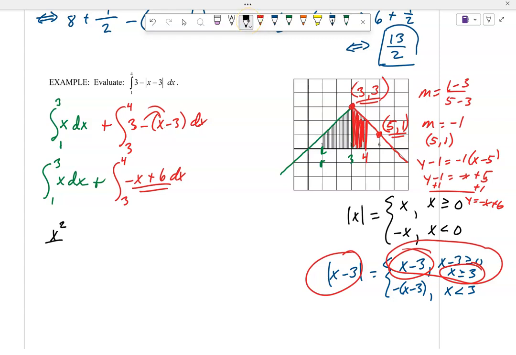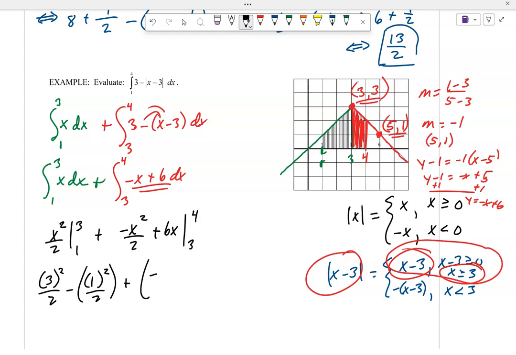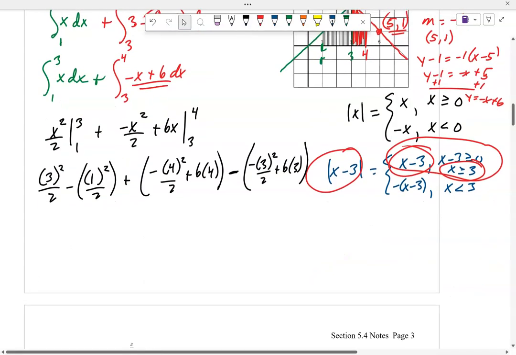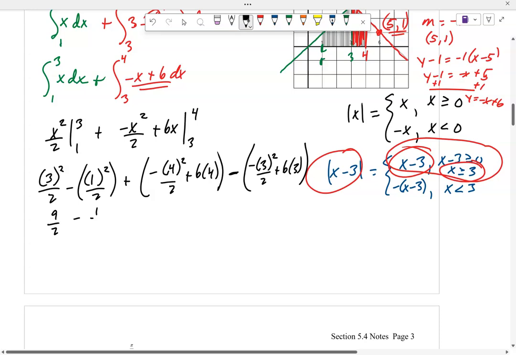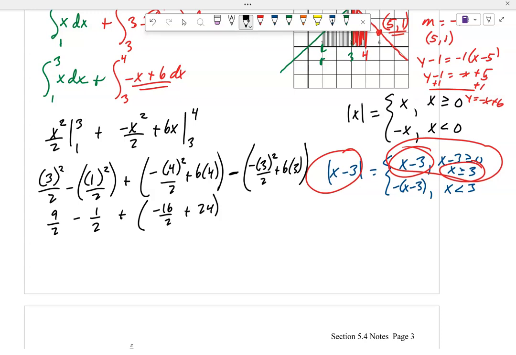So the integral of x is x squared over 2 from 1 to 3, plus, now I'm going to run the integral here, negative x to the 1 plus 1, over that same 2, plus constant times x from 3 to 4. Now I'm going to throw the 3 in, 3 squared over 2 minus 1 squared over 2, plus, now I've got negative, plug the 4 in, minus, and I'm going to plug in the 3 now. So we got 9 halves minus 1 half plus negative 16 over 2 plus 24 minus negative 9 halves plus 18.